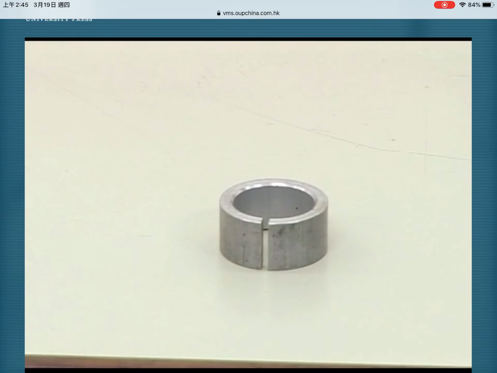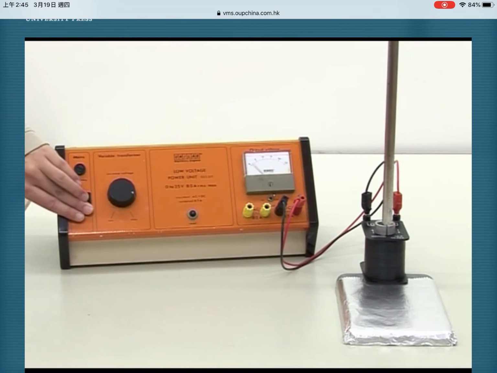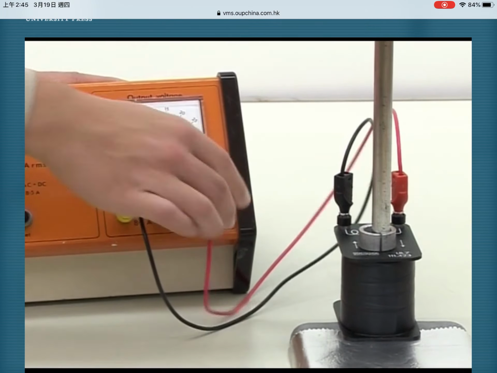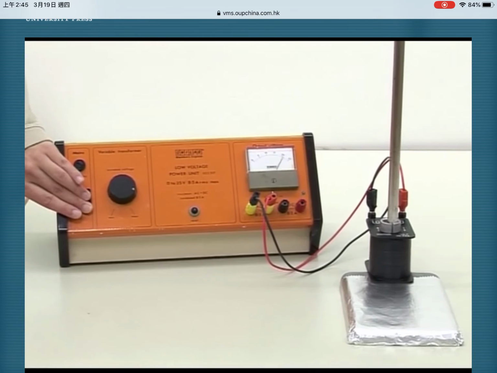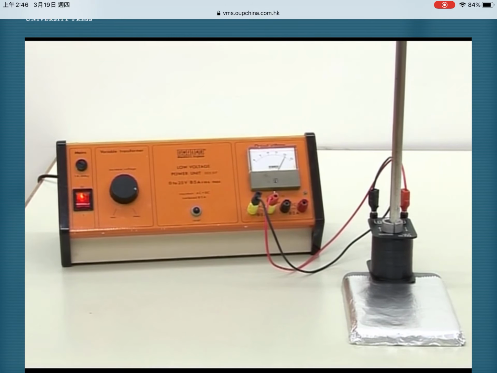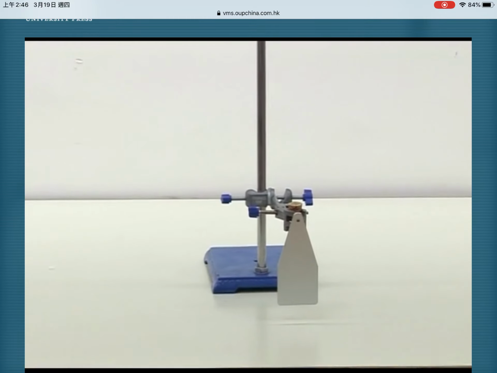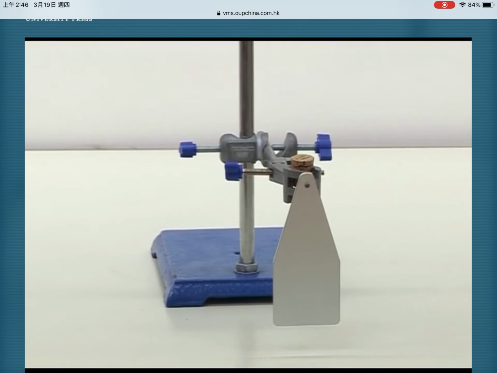Repeat the experiment with an aluminium ring with a slit. Use the DC power supply, then the AC power supply. What happens to the aluminium ring in each case? Next, we will see what happens when a piece of metal moves in a magnetic field.